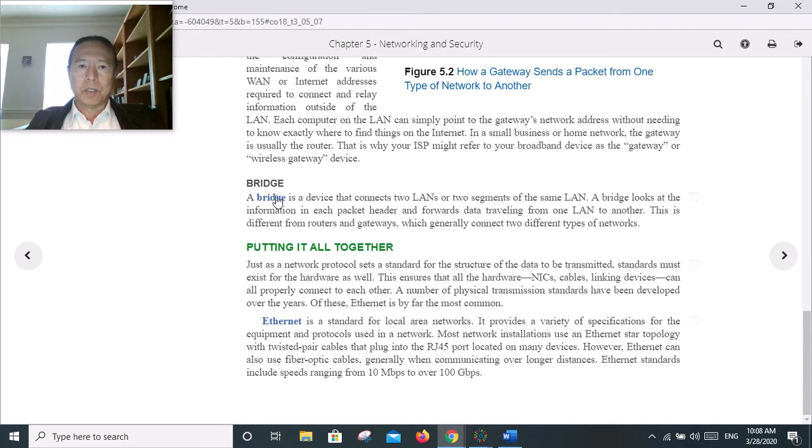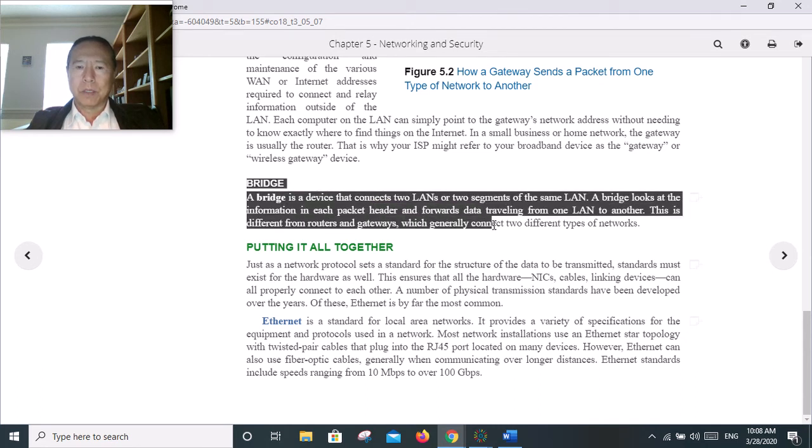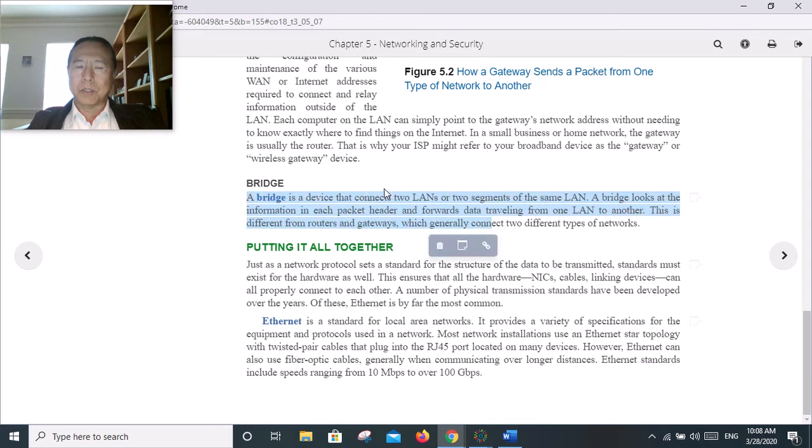A bridge here, bridge is not used, just like hub. Bridge is from connect to LAN, we just don't use this term anymore. So this is the term we don't use anymore here. Ethernet here, yeah, we talk about Ethernet here.